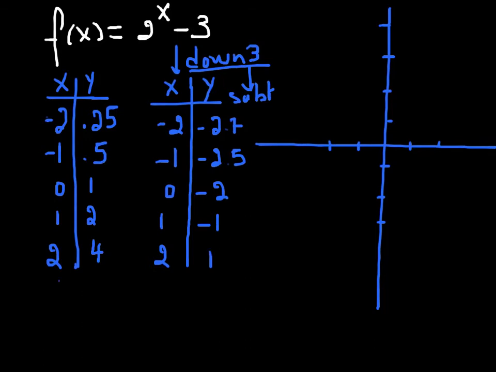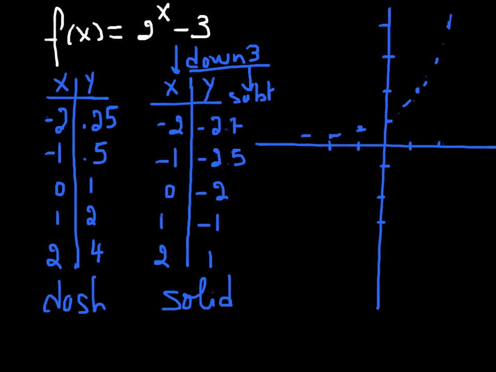I need you to draw this parent function as dashed, and this is going to be a solid function. And so when we go to the graph here, the parent function at 1 is going to go to 2, and at 2 is going to go to 4. This is the parent function. We're just going to have to make it dashed.